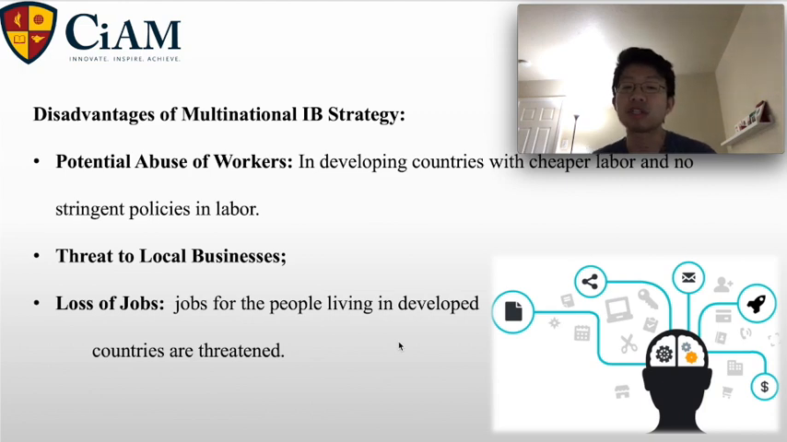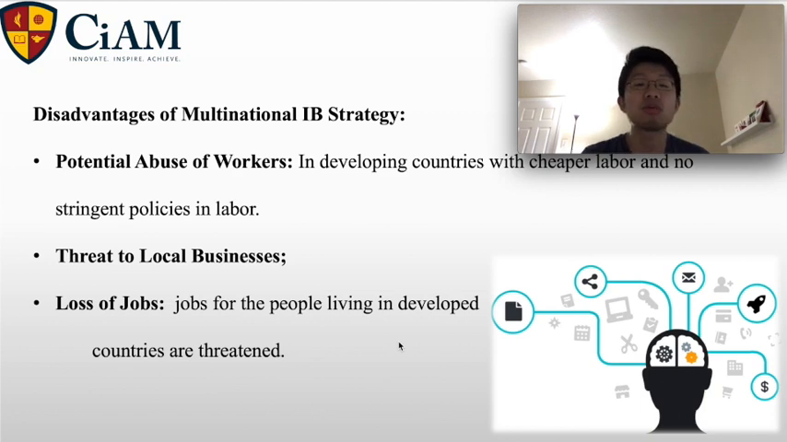The second one will be the threat to local business. While the companies actually help to grow the local market, to build more technologies, and to have more customers, they're also threatening the local businesses, which don't have the advantages in technique, cost, and so on compared to the global business.